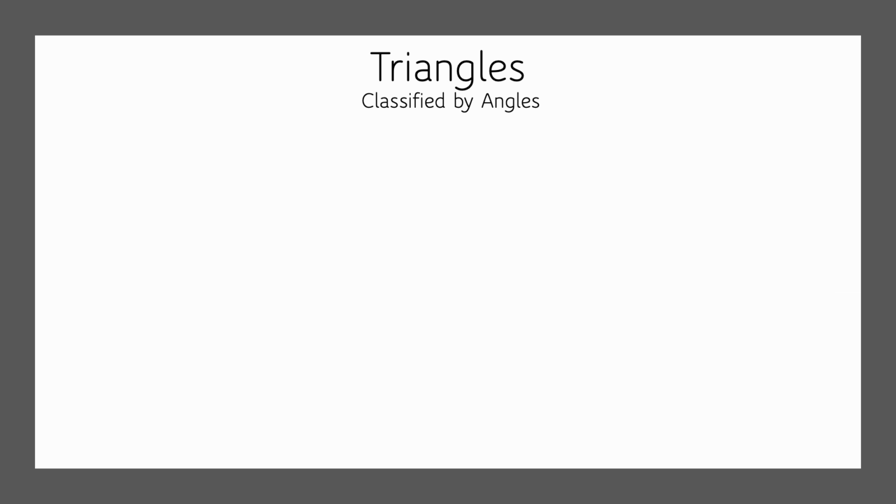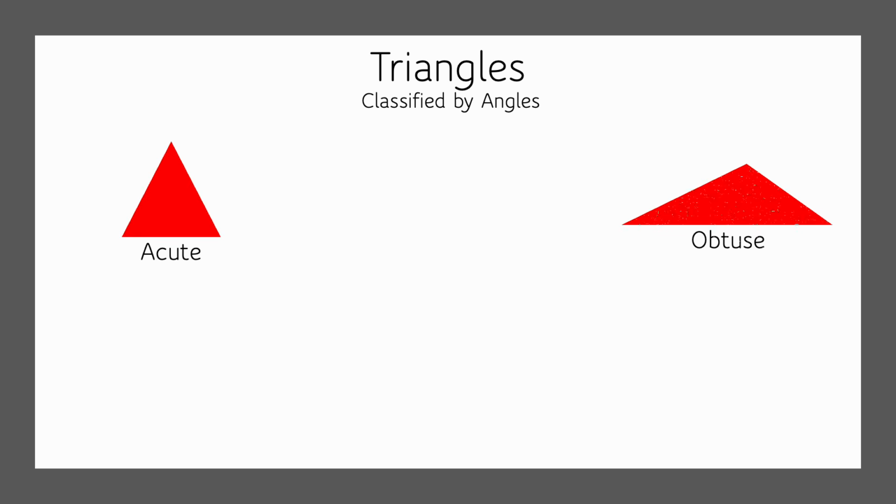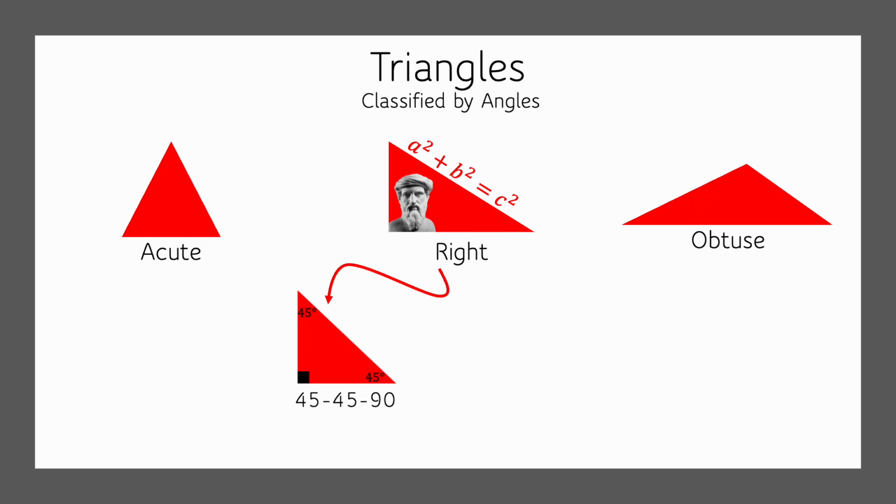When classified by angles, triangles can be acute, obtuse, or right. We started studying right triangles last lesson when we learned about Pythagoras and his theorem, a squared plus b squared equals c squared. Within the world of right triangles, there are two special ones, the 45-45-90 and the 30-60-90. And we call them special right triangles because they each have special properties that are very useful.